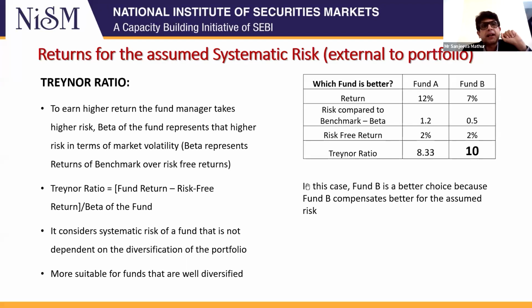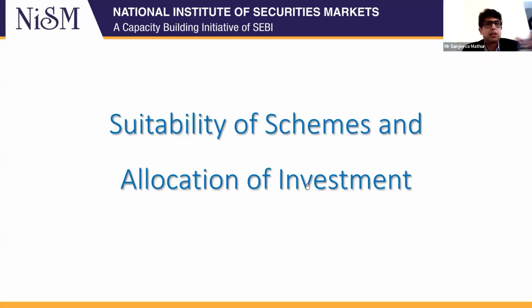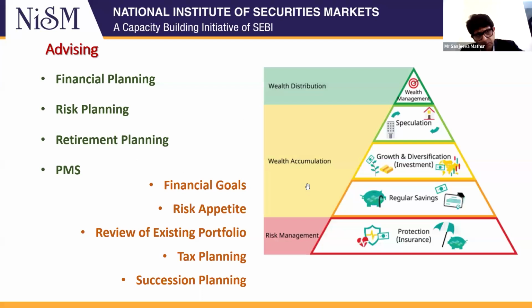Fourth is look at the beta, look at the PTR, look at the standard deviation, look at the Sharpe ratio. Just to repeat, lower PTR, better it is. Lower expense, better it is. Lower standard deviation, better it is. Higher Sharpe ratio, higher Sortino ratio, higher Treynor ratio, better it is. So these things are very, very fundamentally important to understand. So this is basically how we generally choose the schemes.